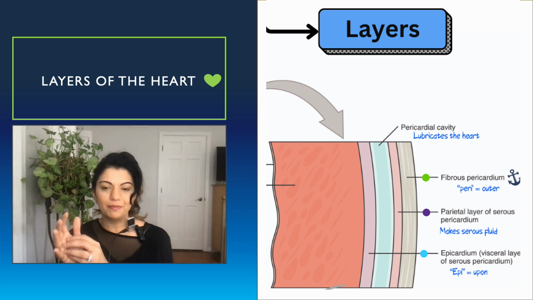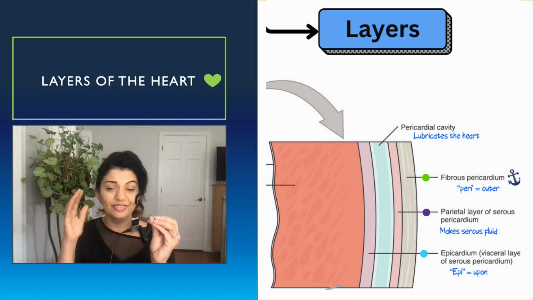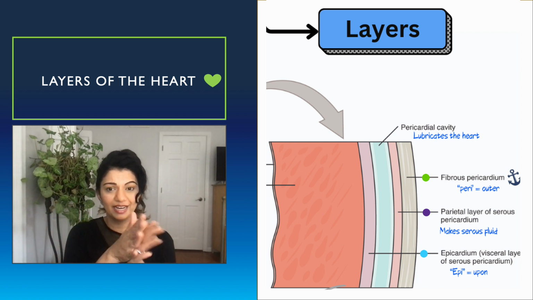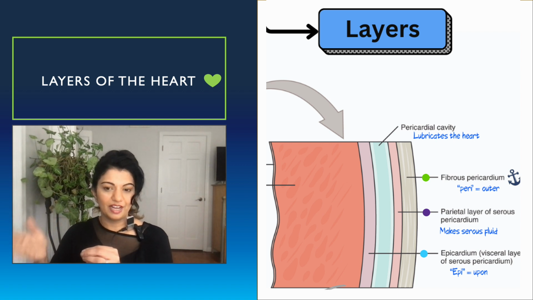And the way you can remember is that V is for visceral and V is for vital organ. This pericardium or epicardium is always going to be right next to the vital organ. So the visceral epicardium covers the heart surface, and the parietal covers the fibrous pericardium surface.